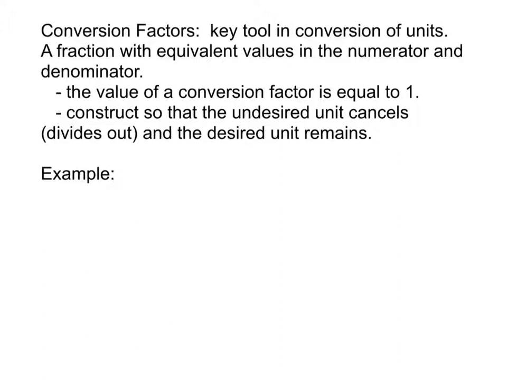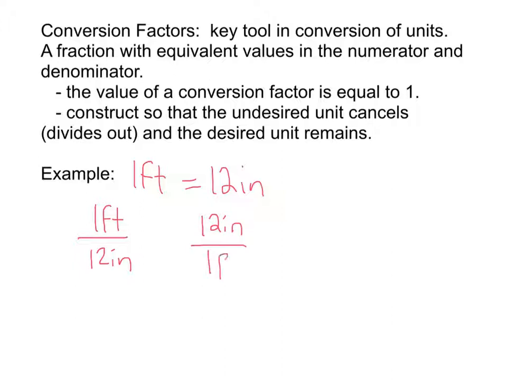So let me give you a very simple example with something you're already all familiar with. We know that 1 foot is equivalent to 12 inches. That is an equivalence relationship. So those two things, 1 foot and 12 inches, are equal to each other. We can express that in fraction form. We can say 1 foot over 12 inches, and that's a conversion factor. Or we could write it as 12 inches over 1 foot, and that's another conversion factor.